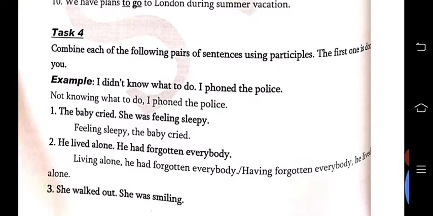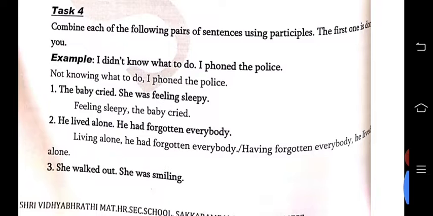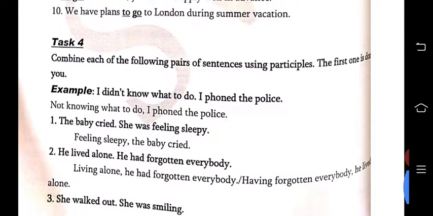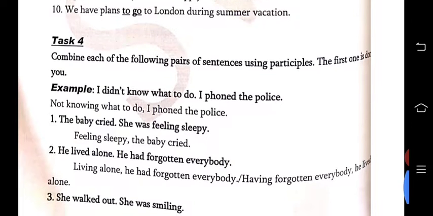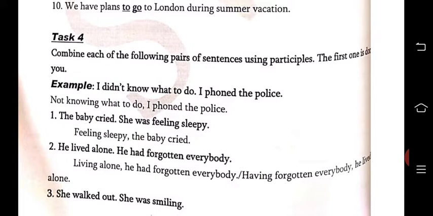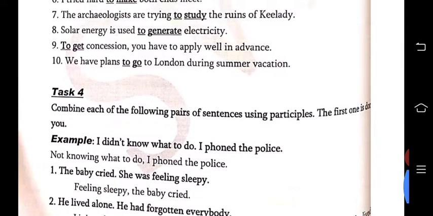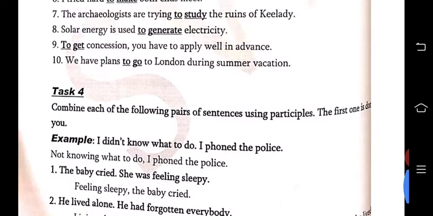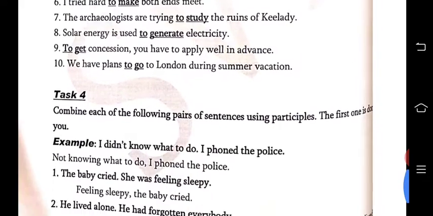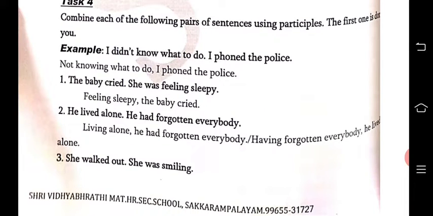Okay? So combine each of the following pairs of sentences using participles. The first one is done for you. I didn't know what to do. I phoned the police. So this type of questions they may ask in simple, compound and complex sentences. So this is very important. We have to join, so combine each of the pairs of the sentences using participles. So by using participles we have to combine the sentences. Okay, so here in infinitive we have added to. Okay, but here we should use the participle.